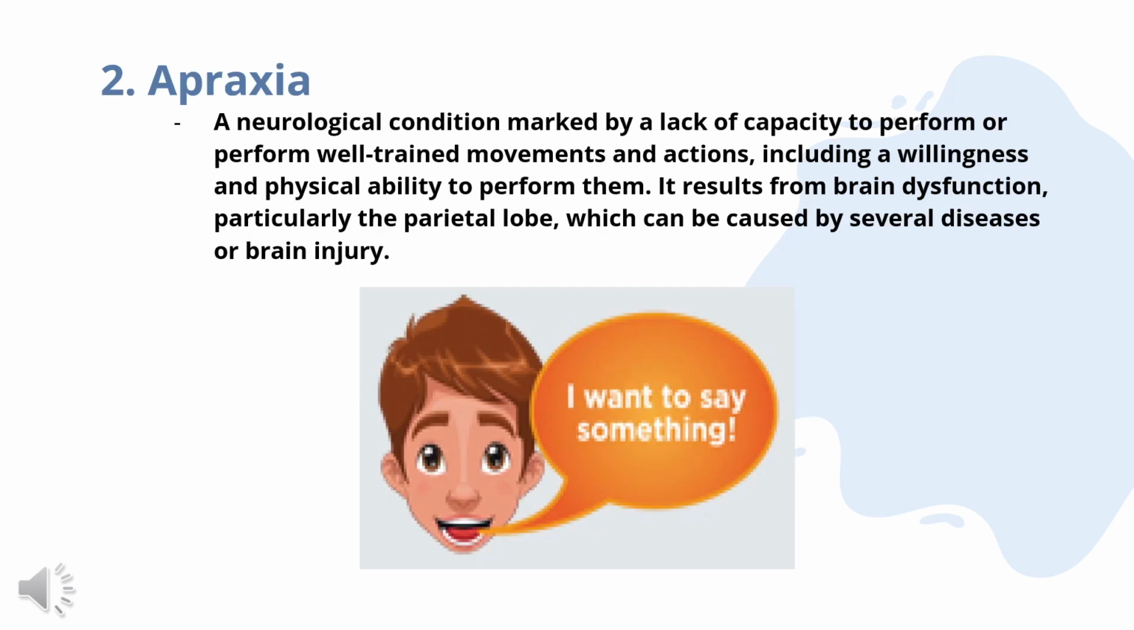Number 2. Apraxia. It is a neurological condition marked by a lack of capacity to perform well-trained movements and actions, including a willingness and physical ability to perform them. It results from brain dysfunction, particularly the parietal lobe, which can be caused by several diseases or brain injury.